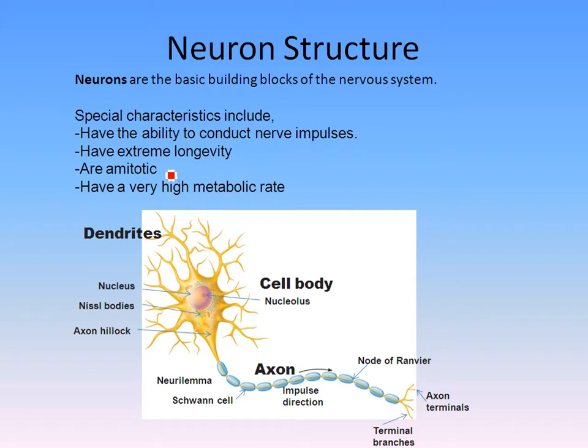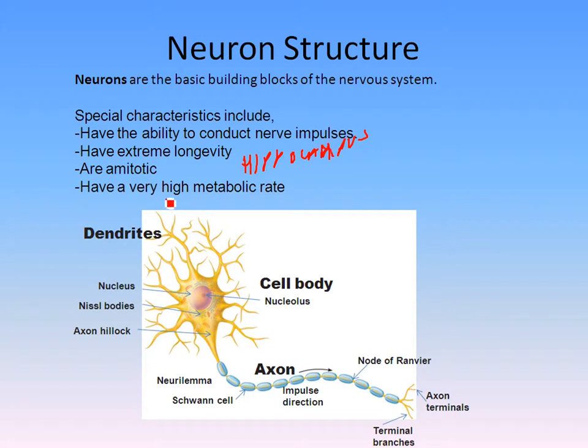They are amitotic, that is, they lose the ability to divide. So if they are damaged, they cannot be replaced. The exception is the hippocampus, which is involved in memory and can regenerate new cells.